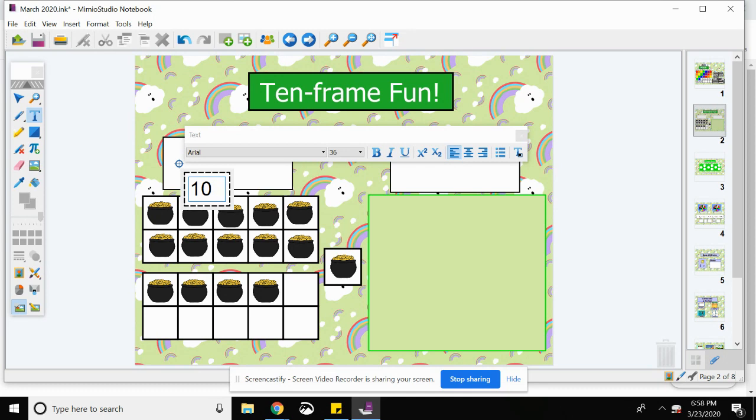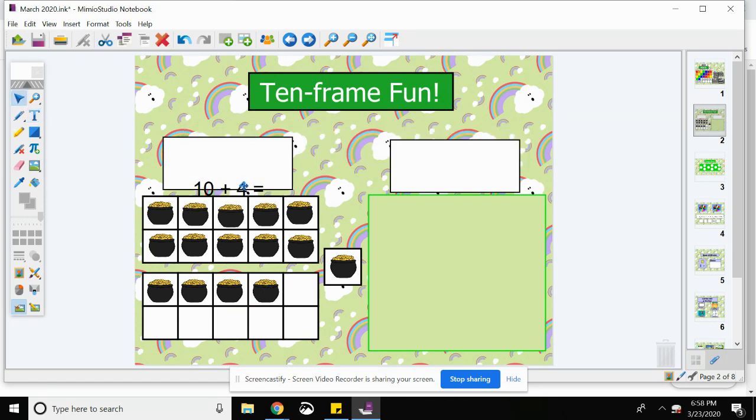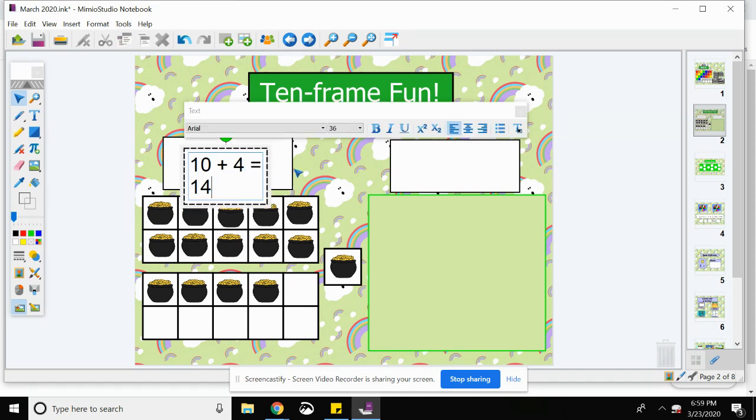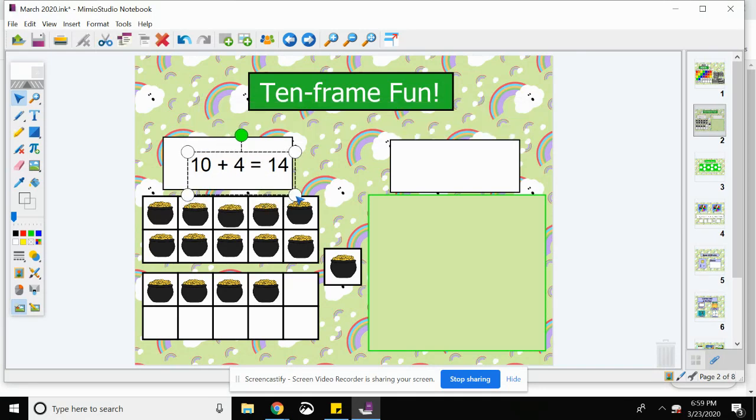10 plus 1, 2, 3, 4 equals, and then we know that 10 plus 4 is 14. So 10 plus 4 equals 14. I'm going to make it a little bit bigger so you can see my whole answer, and I'm going to put it in there. I saw a group of 10 first, and then I counted on. So I said 10, 11, 12, 13, 14.